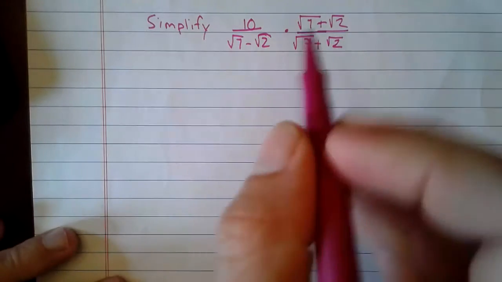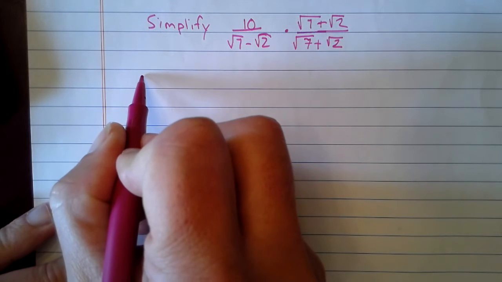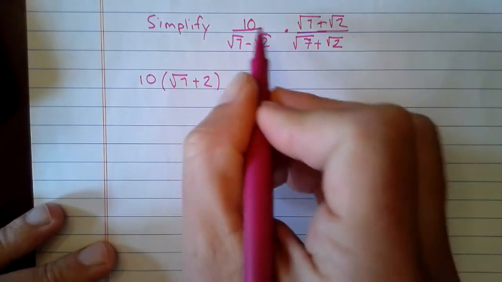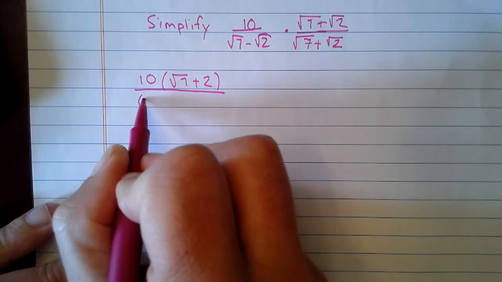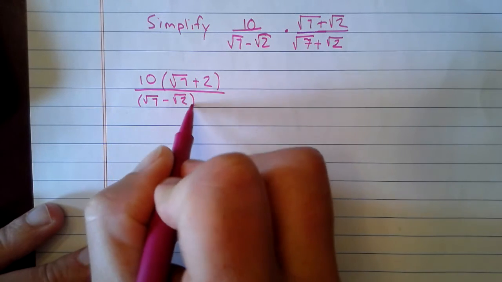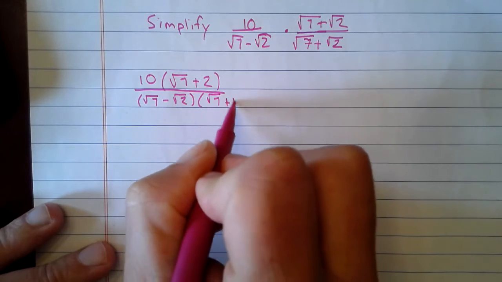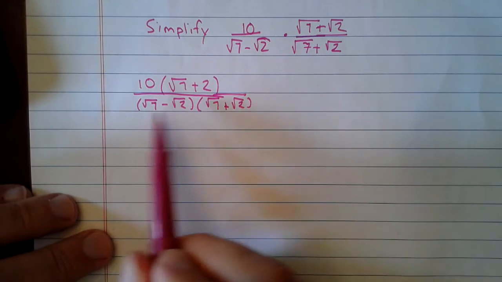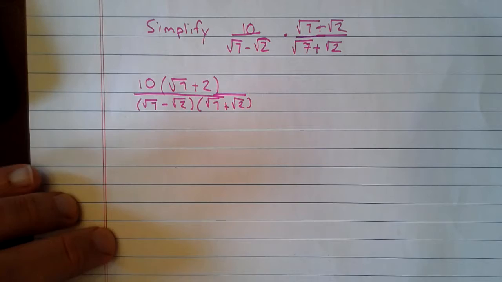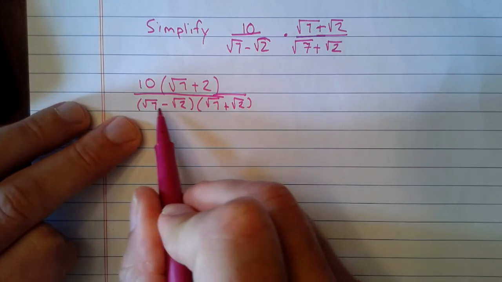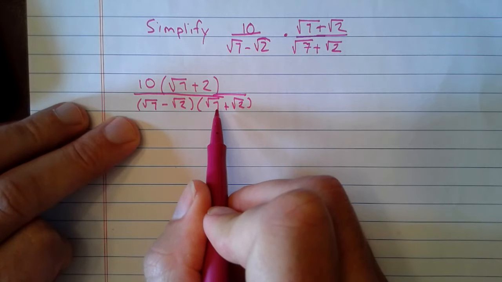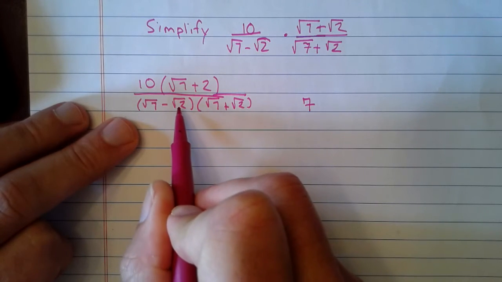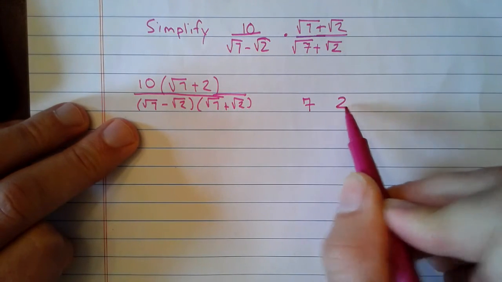So now I'm just going to rewrite it down here, and that'll give us 10 times root 7 plus root 2 over, in parentheses, root 7 minus root 2 times root 7 plus root 2. And as we previously stated, when we multiply conjugates together, their product is a difference of squares, meaning if I take the first terms and square them, root 7 times root 7 gives me root 49, or just 7. And the second terms, root 2 times root 2 gives me root 4, or 2, and it will be a difference of them.